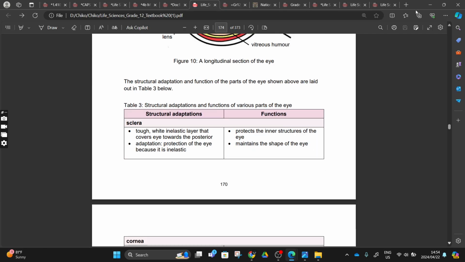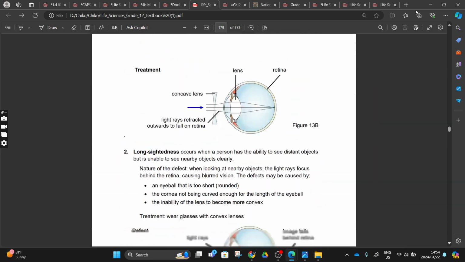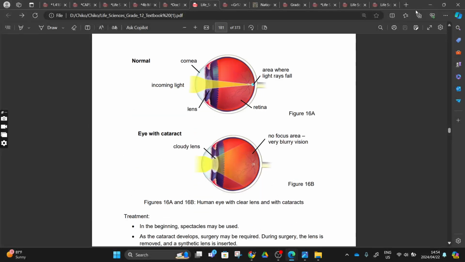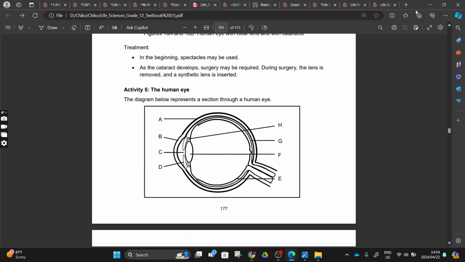Let me leave you with an activity, and our activity, we are going to pass all of it, and we are going to find our activity down here, right? Page 177, right? This will be our homework. You can do this during your school hours, during the studies, while you are learning your human eye, right?